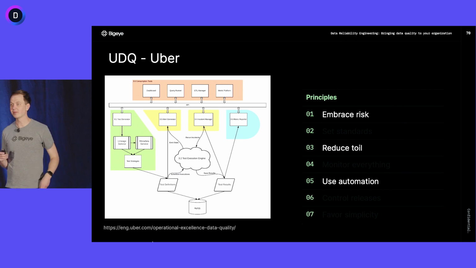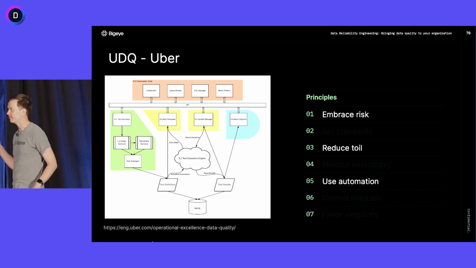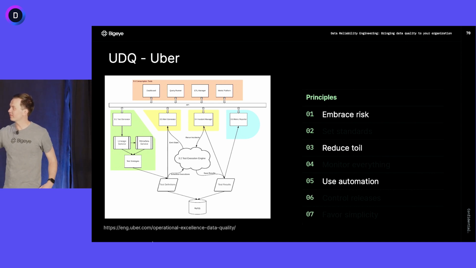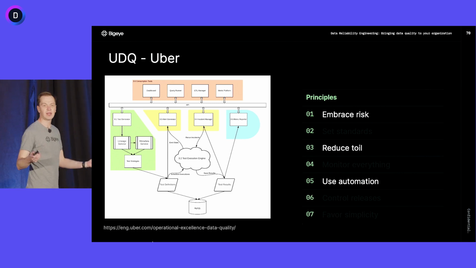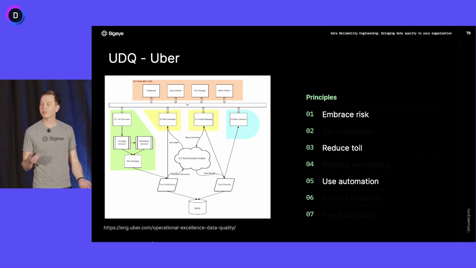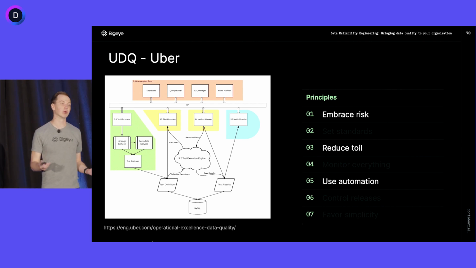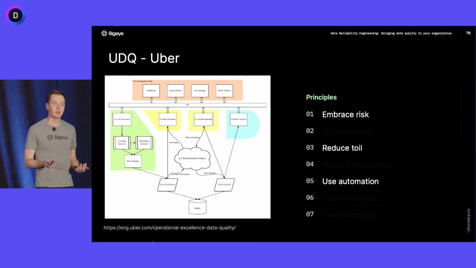So what principles are we talking about here? Embracing risk. Uber had a lot of pipelines. They broke all the time. But having this tool chain that allowed you to say, we understand that, and we just want to start tracking it, we want to make sure that we can react to it appropriately, is extremely important for an organization that size. Reducing toil.